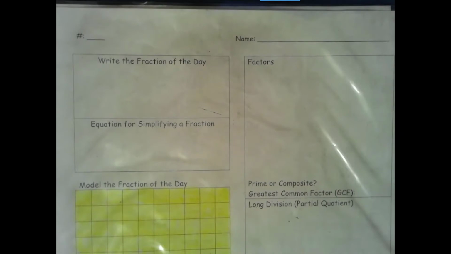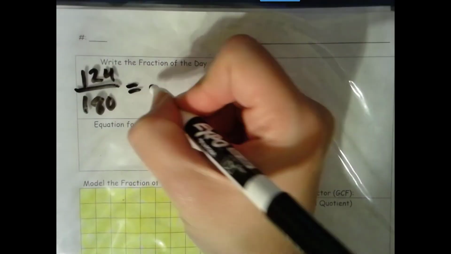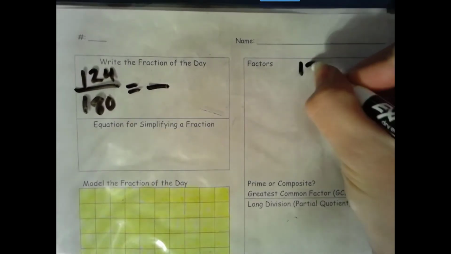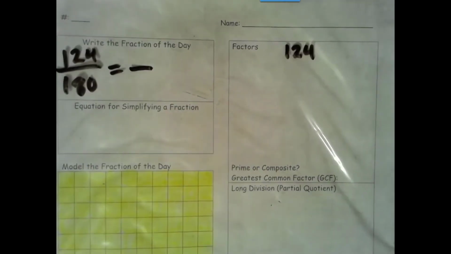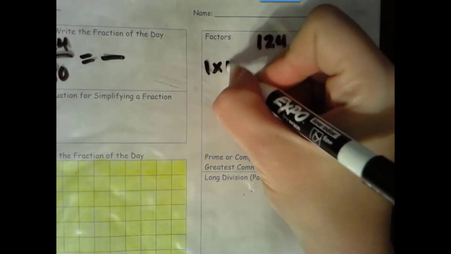Let's go ahead and get down our beginning fraction. We have a total of 180 school days, so that is our denominator. And our numerator is 124. So let's find the factors of our numerator, 124. Two factors we always know are 1 and the number itself.